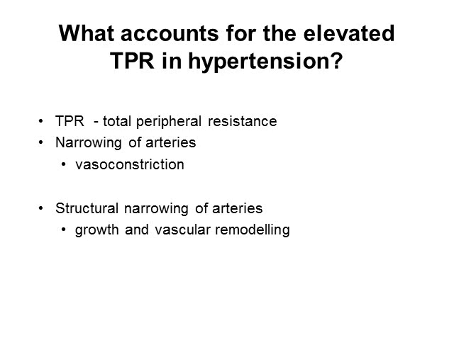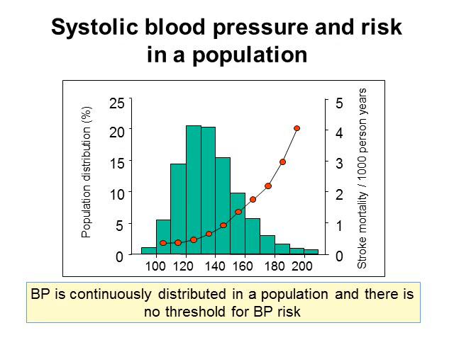In hypertension, we see a significantly elevated total peripheral resistance. This can be due to the narrowing of the arteries due to vasoconstriction, and it can be due to structural narrowing of the arteries, where the tissue in the endothelium of the artery is actually growing and we're seeing vascular remodelling occurring. This growth and remodelling can change the structure of the arteries and make them narrower, and that can itself cause an increase in the total peripheral resistance.